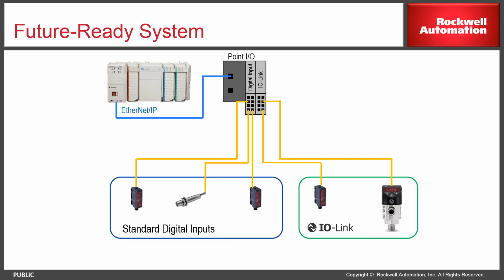After operating the system for some time, it is decided that it would be beneficial to get more information out of one of the discrete sensors originally connected to a standard discrete input. As long as it is an IO-Link enabled sensor, this change is very easy. Simply disconnect the sensor from the POINT I/O digital input and then connect it to the IO-Link master. So you see how simple it is.